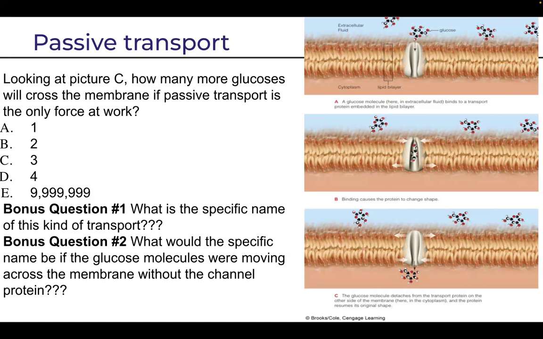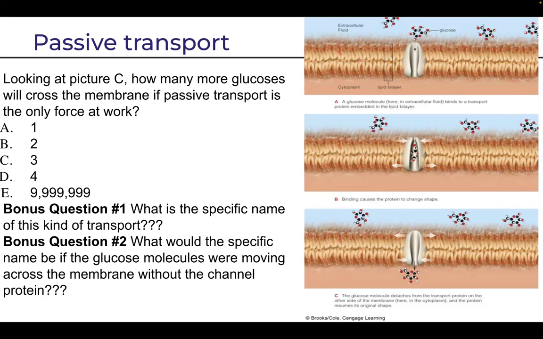We'll talk about these bonus questions later. Let's move on to the other ones. Do read it, see if you can find it in your book. But you should know what type of transport this is based on whether or not you use energy.